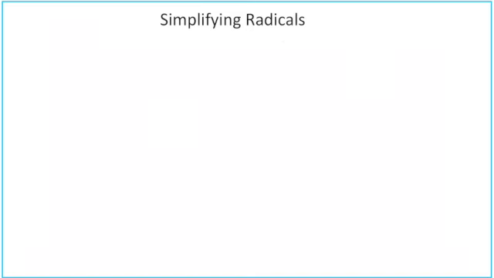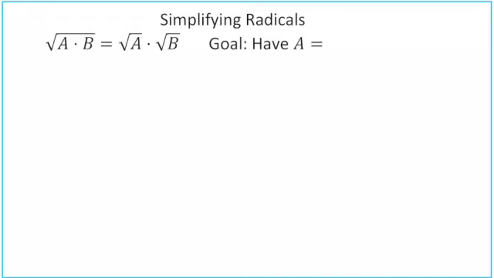In this video, we're going to be simplifying radicals. In order to simplify radicals, we take advantage of the rule that says the square root of a times b is equal to radical a times radical b. The goal that we have for simplifying radicals is to have a equal a perfect square.